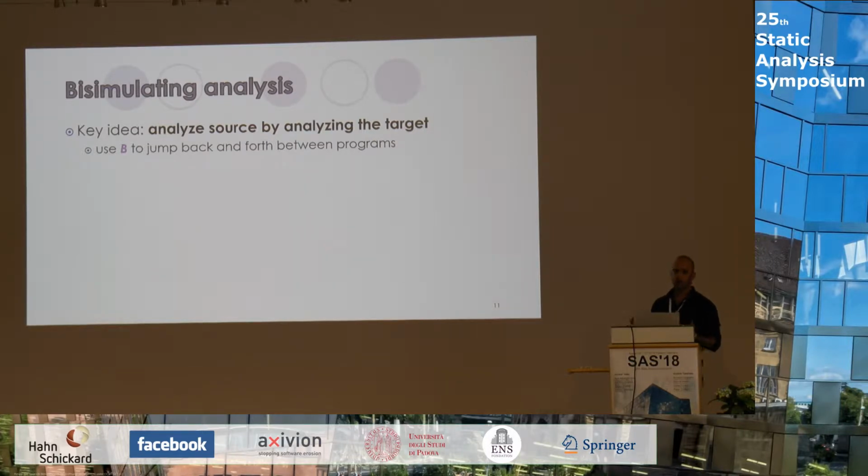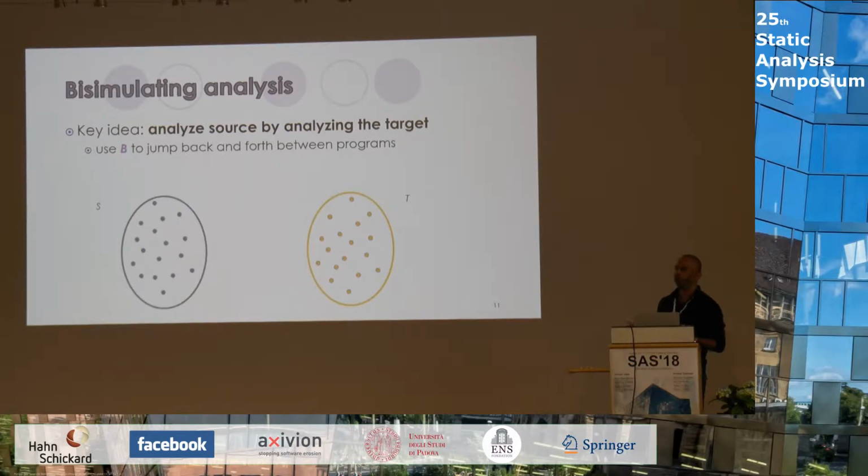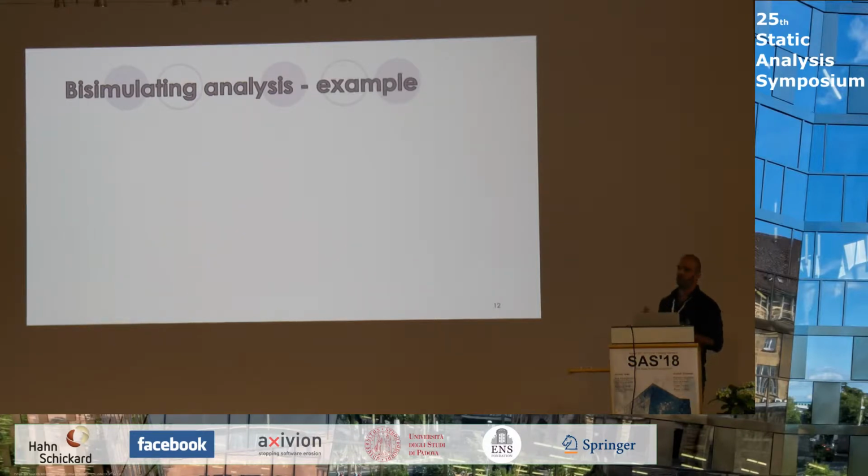So one iterate of this biosimulating analysis looks as follows. We start with some abstract state on the source. We jump using the biosimulation to the target program. We pick up all the useful information the biosimulation provides. We make a target analysis step there, and then we jump back. To see why this is so powerful, I think it's best to see on an example. So I'll again be using an example with a three address code translation.